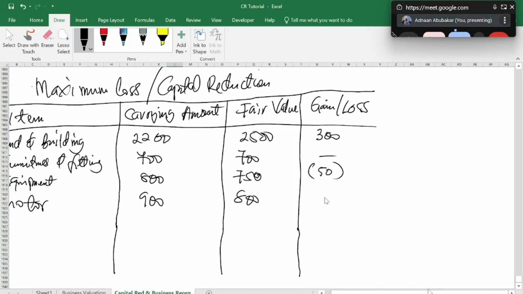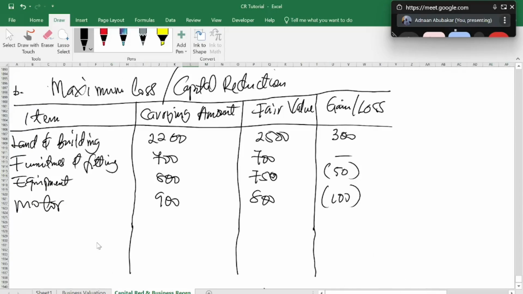Is it gain or loss? Negative, negative 100, sir. Good. Then let's move. We are done with them. We move to the next item, investment property.